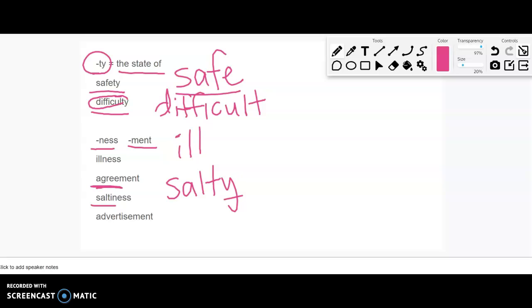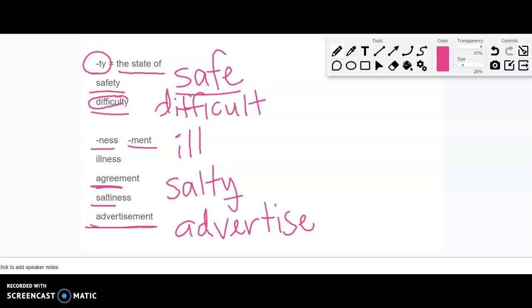All right, one more. Advertisement. So we're taking the word advertise, which is a verb, to show your product. An advertisement is something that is showing the product. It's advertising. It is an advertisement. The advertisement is a noun.